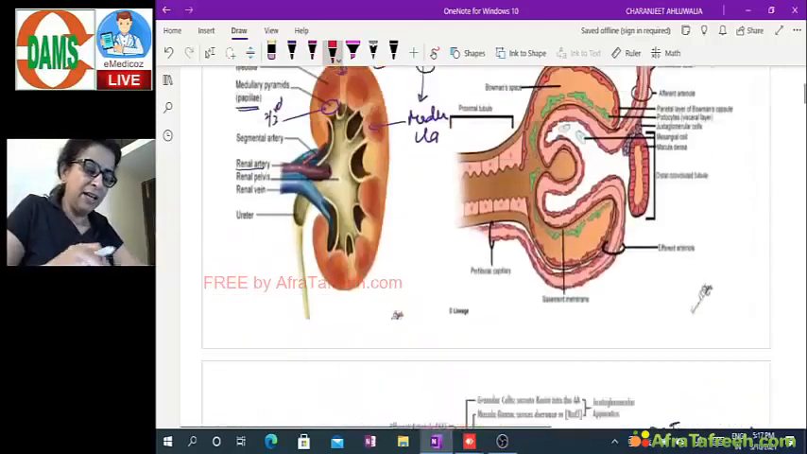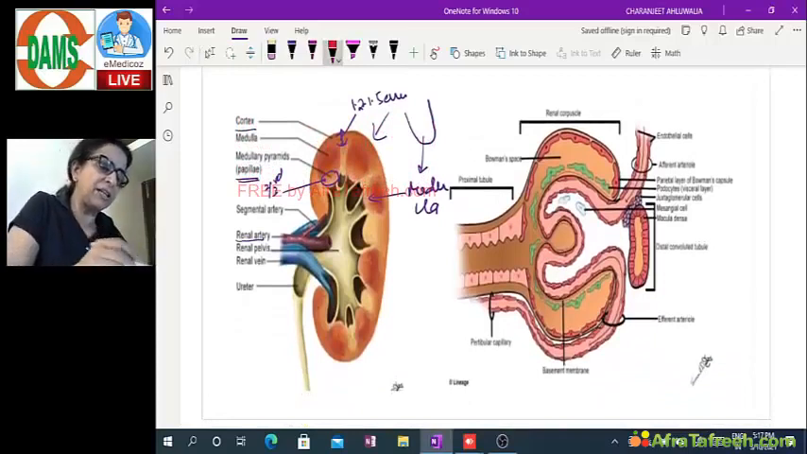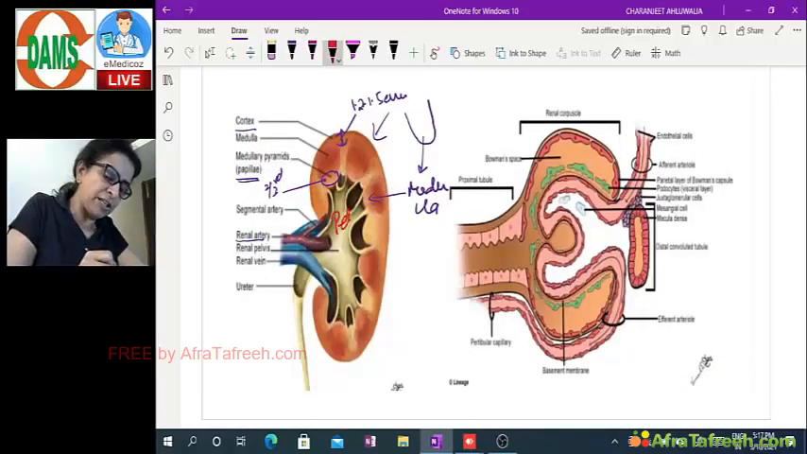So once again, if you look at the kidney, in the kidney we have the cortex and the medulla. What is the cortical thickness? Cortical thickness is 1.2 to 1.5 centimeter. The rest of the kidney is the medulla, and this portion is the pelvis.